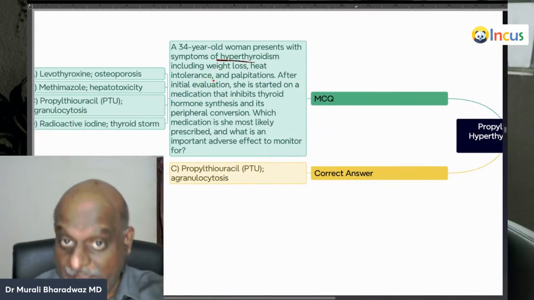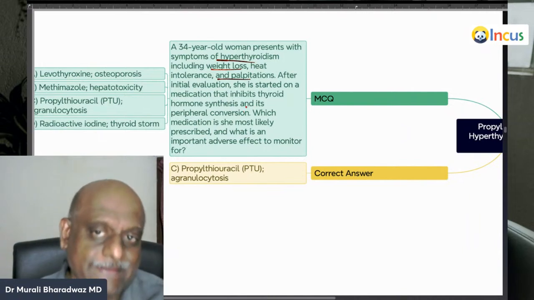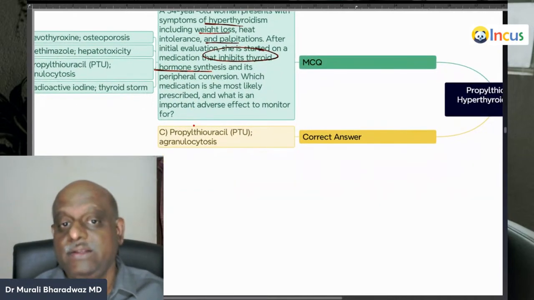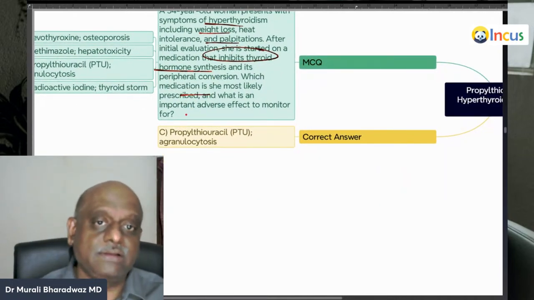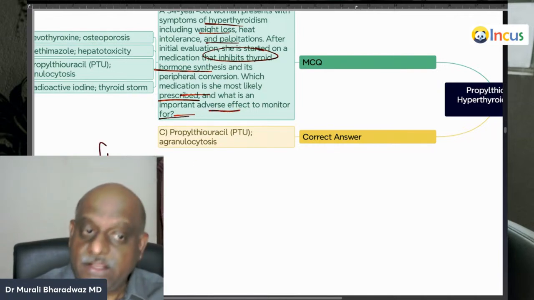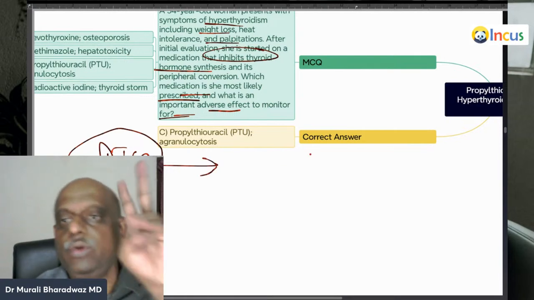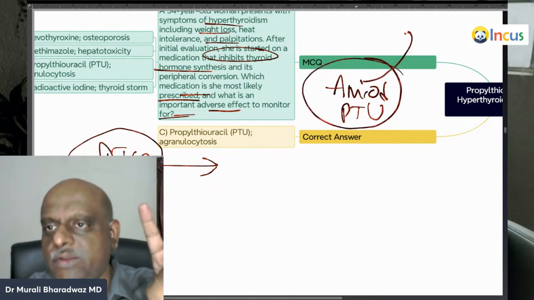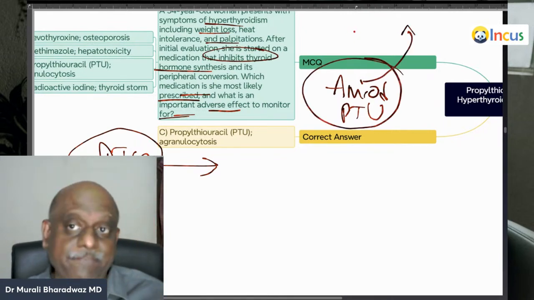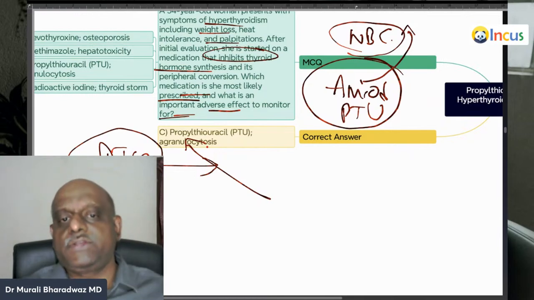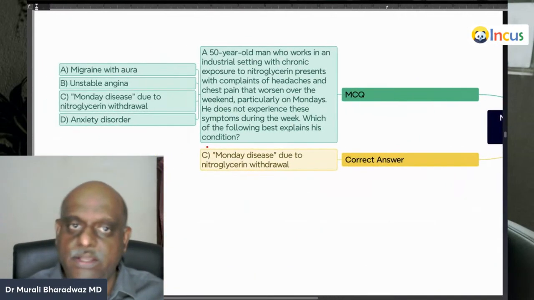A 34-year-old woman with the symptoms of hyperthyroidism, weight loss, palpitations. She is started on a medication that stops the thyroid hormone synthesis. So, which medication is most likely prescribed, and what is an adverse effect of it that needs to be monitored? It is propylthiouracil. Always two important drugs, doctor, amiodarone and PTU. Whenever you administer, you need to keep a watch on the WBC count. So, agranulocytosis can be caused by propylthiouracil is what you need to remember.